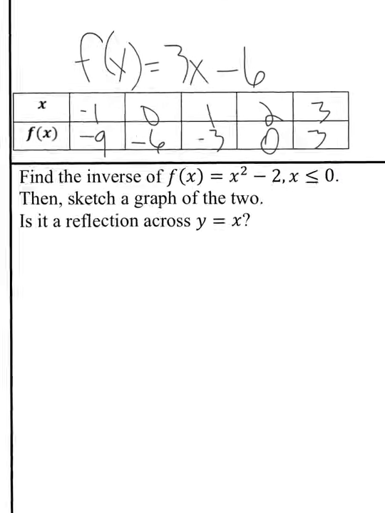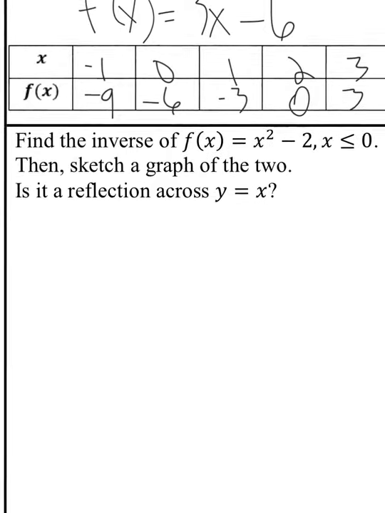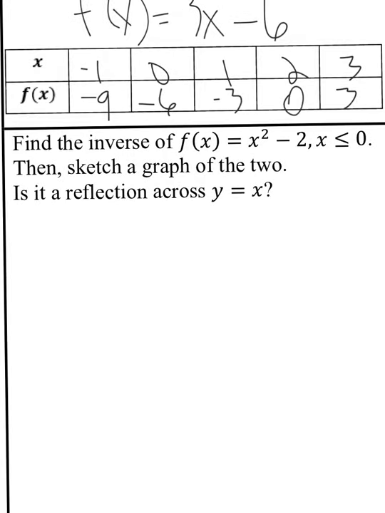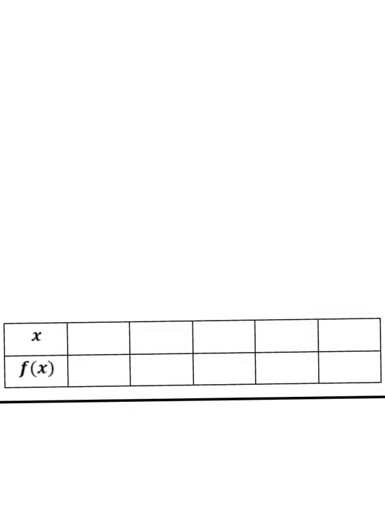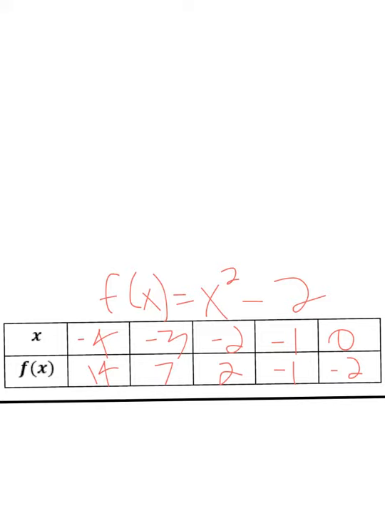So the last example here, we're going to do the inverse of x squared minus 2, and then this is important: x is going to be less than or equal to 0, and we'll talk more about that when we get there. But first, let's get some table values for x squared minus 2, but let's not use any positive x values. Use only negative ones and 0. So I started at -4, and then I counted up to 0.